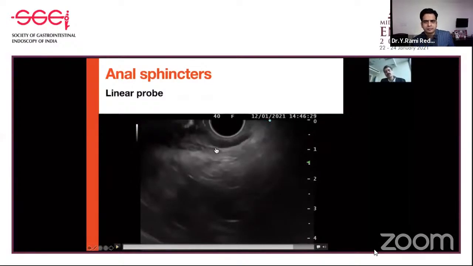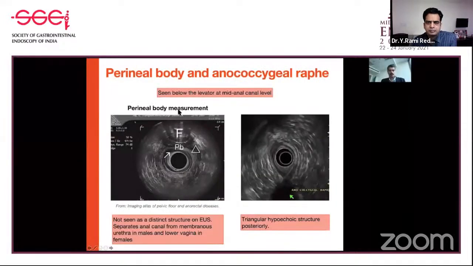This is the internal sphincter with a linear probe. This is the medial conjoint ligament, which thins out as you reach the lower part of the anal canal. So you can trace it roughly halfway down the internal sphincter, and the external sphincter extends about a centimeter below the internal sphincter. Now, what about the perineal body measurement? It is seen below the levator at the mid-anal canal level, as I have mentioned.